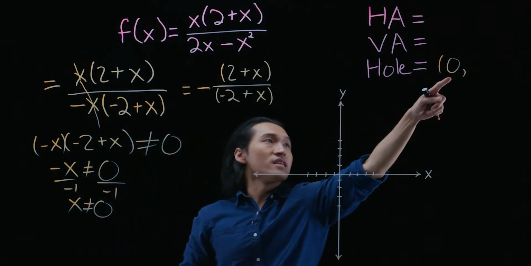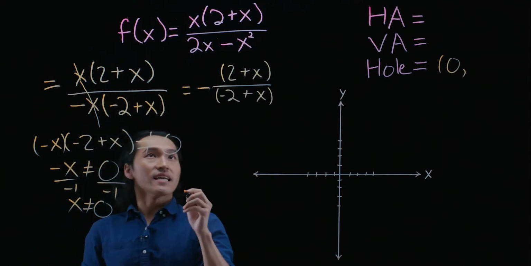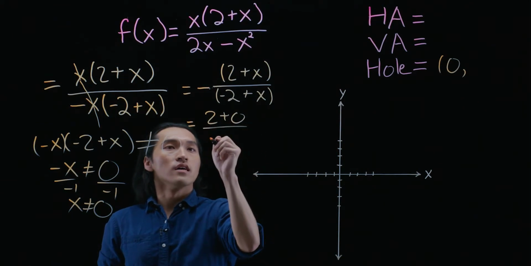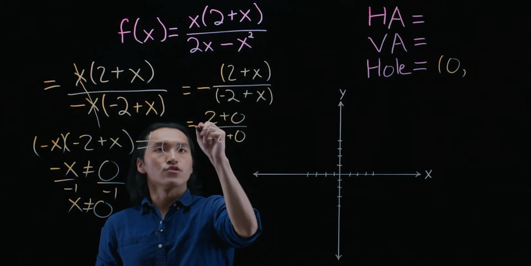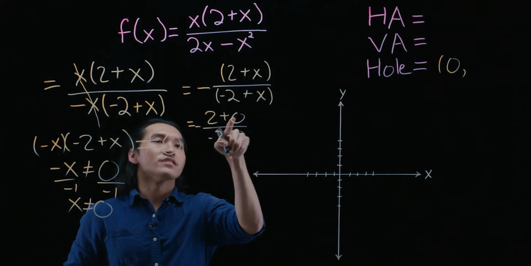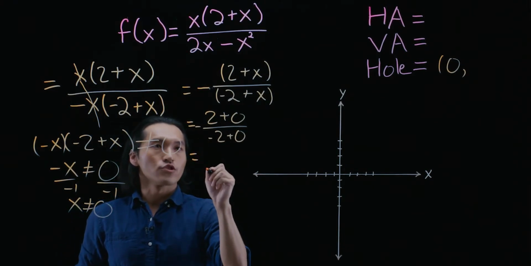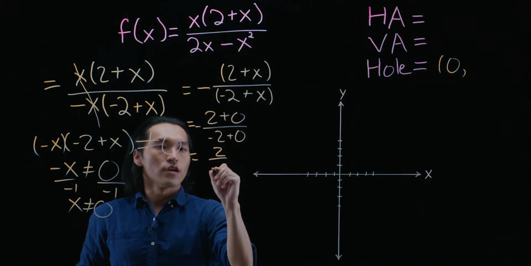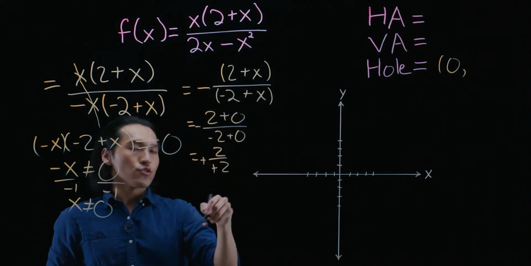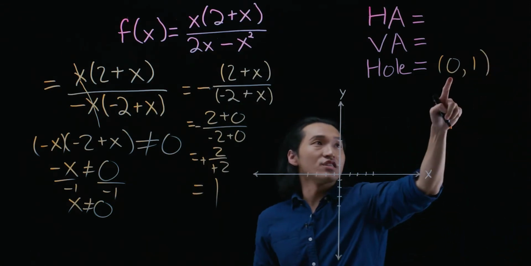So what happens if we plug in a 0 for x? Then we end up getting 2 plus 0, all of it over negative 2 plus 0, and we still have a negative sign out front. So 2 plus 0 is 2. Negative 2 plus 0 is negative 2. So this would be equal to 2 over negative 2, and we have a negative sign. Now the two negative signs cancel out and become positive, and 2 divided by 2 is 1. So all of this is equal to 1, meaning we have a hole at 0, 1.